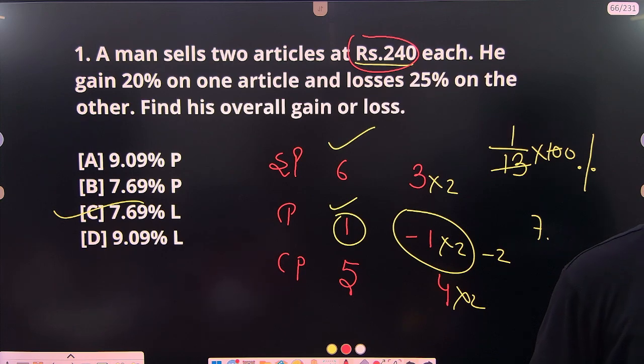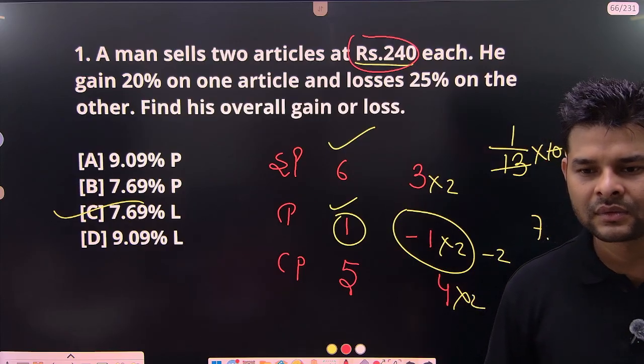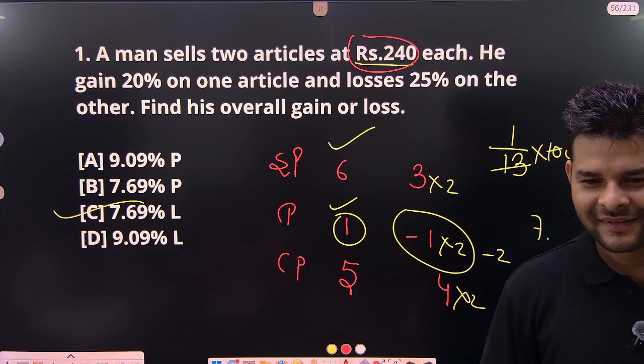Got it clear? Shall I move ahead? Guys, are you getting it now? Diksha, what's wrong with you?